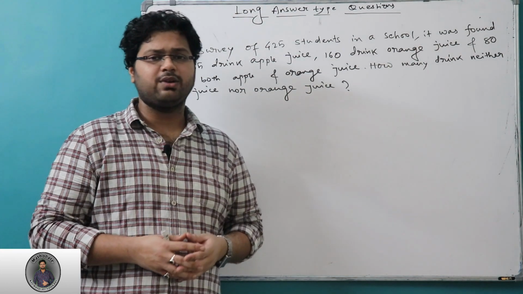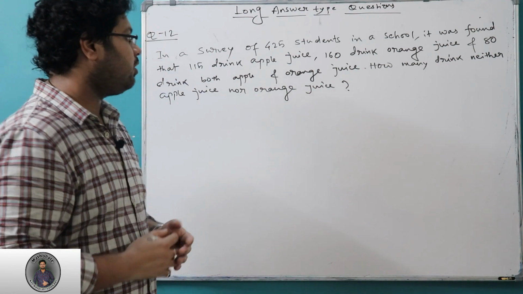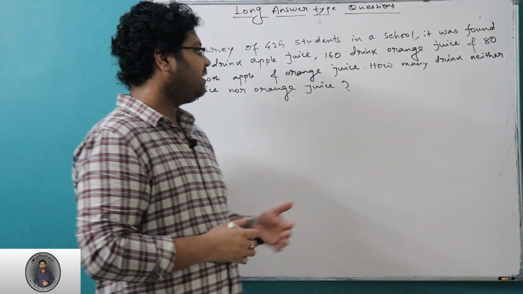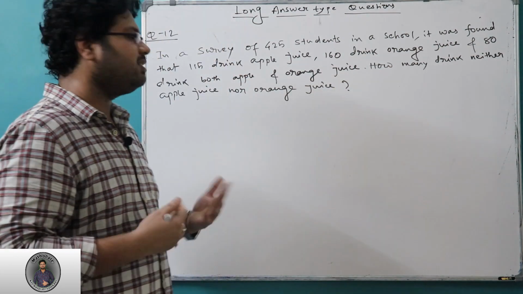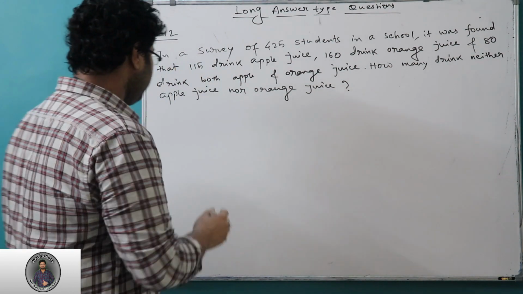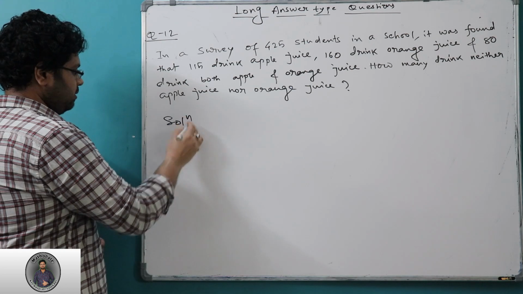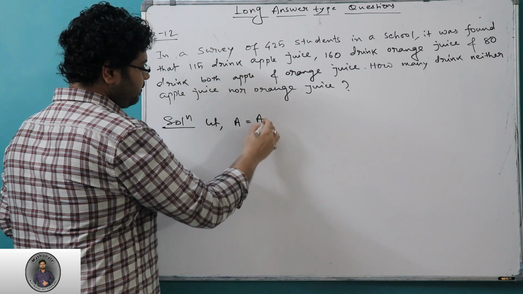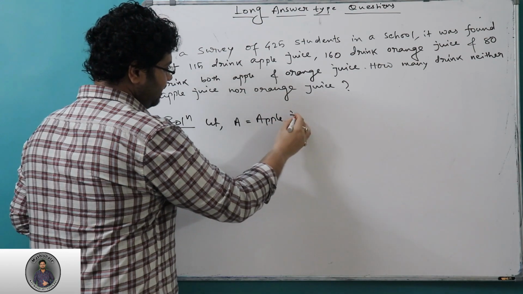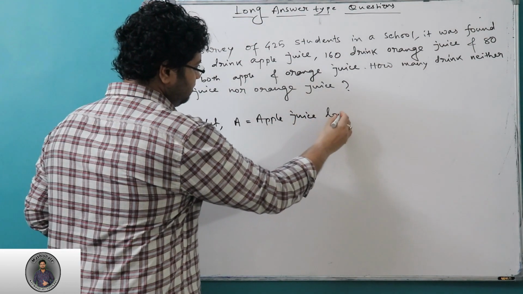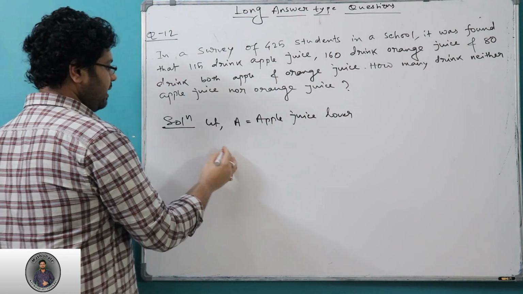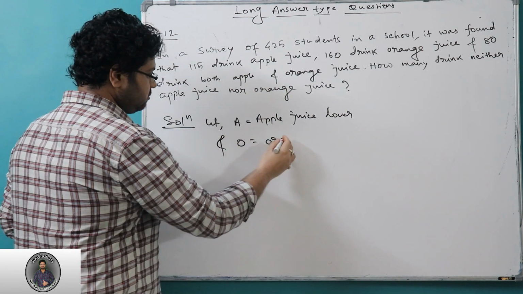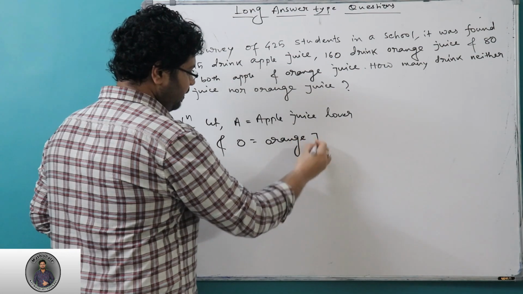It is clear from that question there are two sets of students. One set is apple juice lovers and the other set is orange juice lovers. So we are assuming that let A be the set of apple juice lovers and O be the set of orange juice lovers.